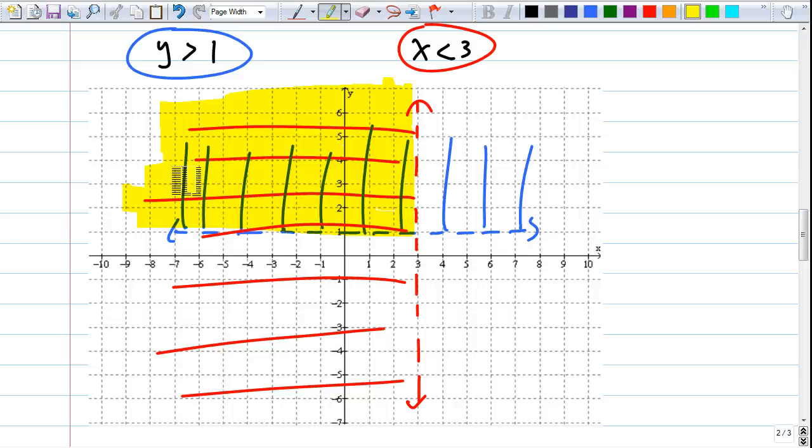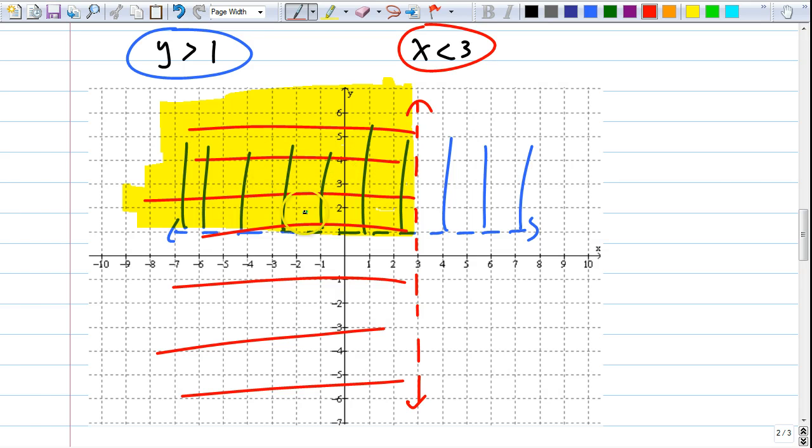Let me ask you this, class, then. What about this point right here? 3, 1. Would that be my solution, Sarah? 3, 1. No. Sarah, hey, what about 3, 2? No. What about 2, 3, Ben?